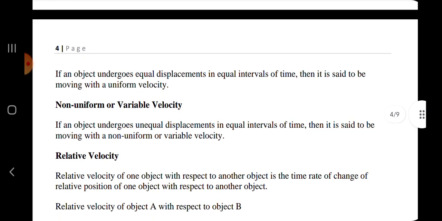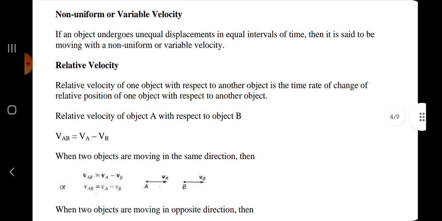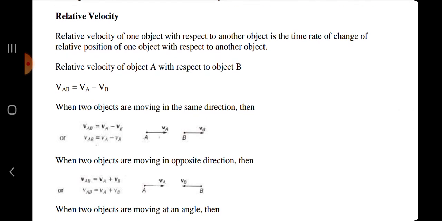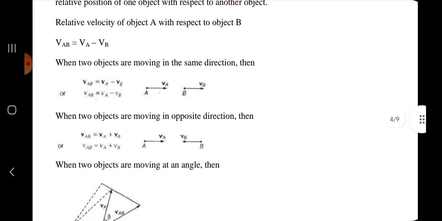Uniform velocity. If an object undergoes equal displacement in equal interval of time, then it is said to be moving with a uniform velocity. Non-uniform or variable velocity. If an object undergoes unequal displacement in equal interval of time, then it is said to be moving with a non-uniform or variable velocity. Now relative velocity. Relative velocity of one object with respect to another object is the time rate of change of relative position of one object with respect to another object.